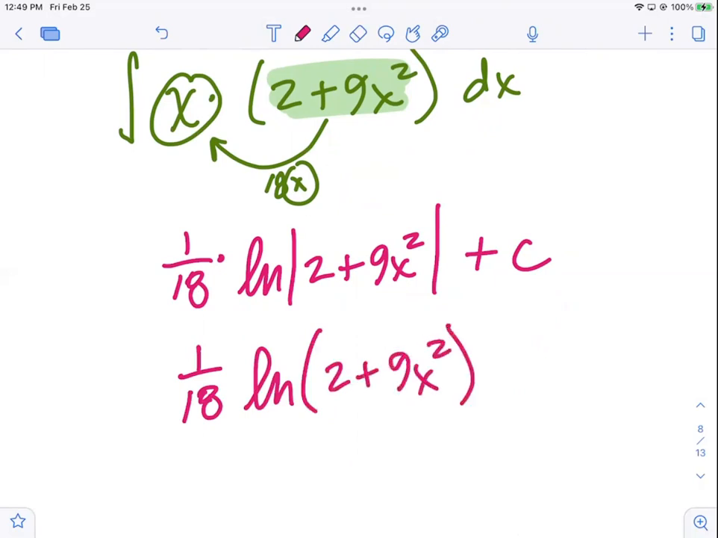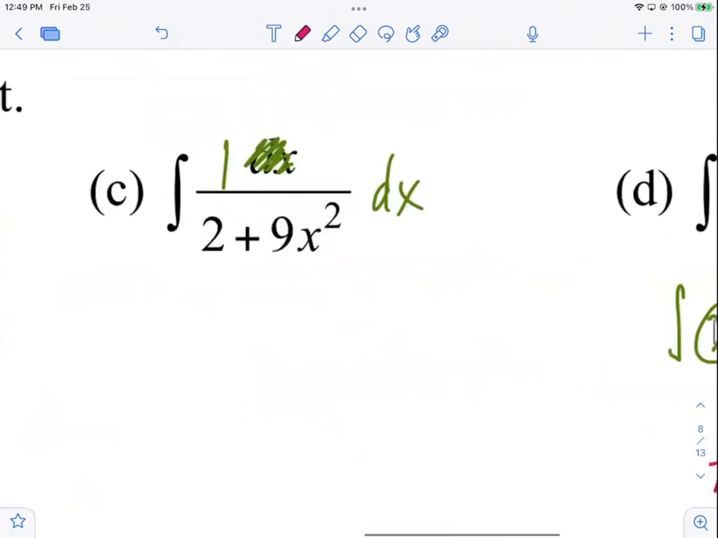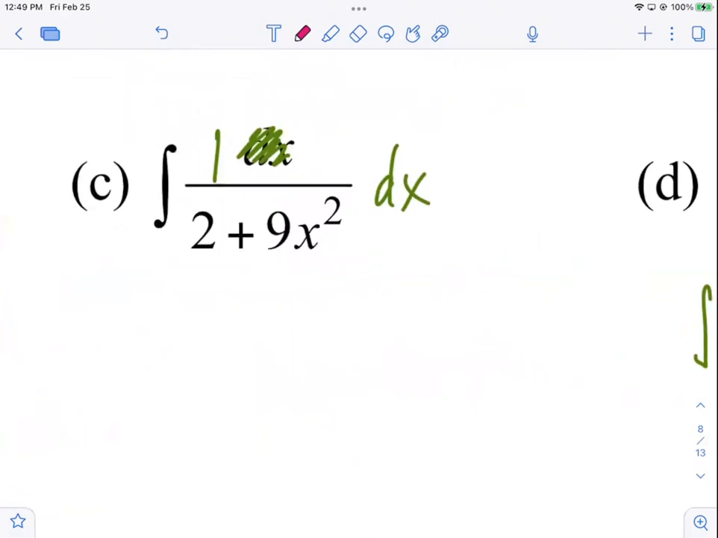Why? Very good. 2 plus 9x squared is already positive for all values of x. You would not be given an answer choice with both of those if this were a multiple choice question, because then they're both correct. But in general, you can't just drop absolute values. Now over here on part C, there is no x in the top. So if you did bring the bottom to the top and you try to do a natural log, you're not checking the derivative first, and it's not going to work.